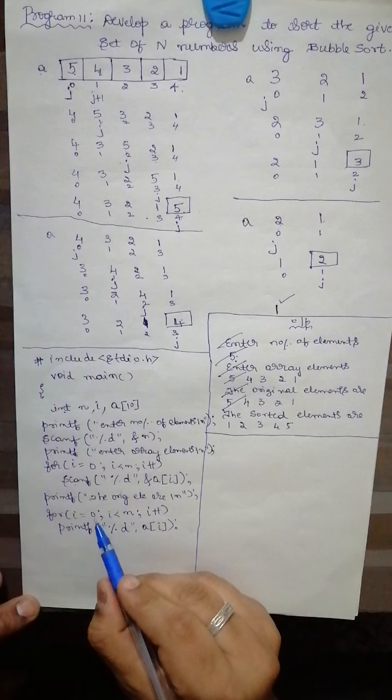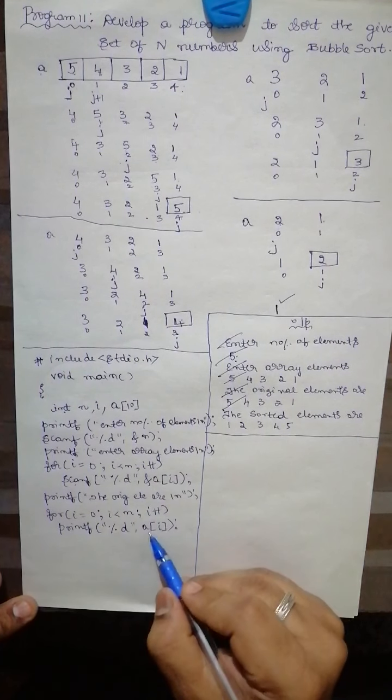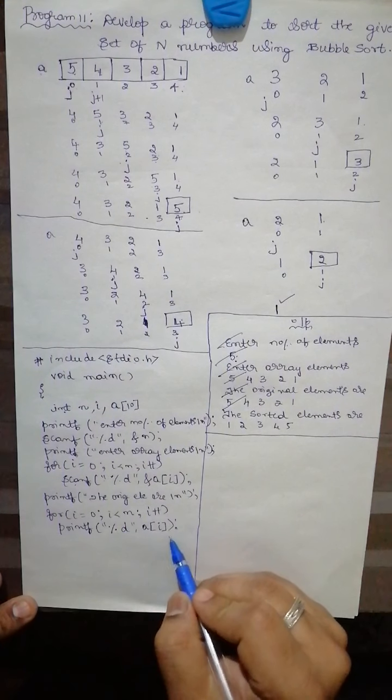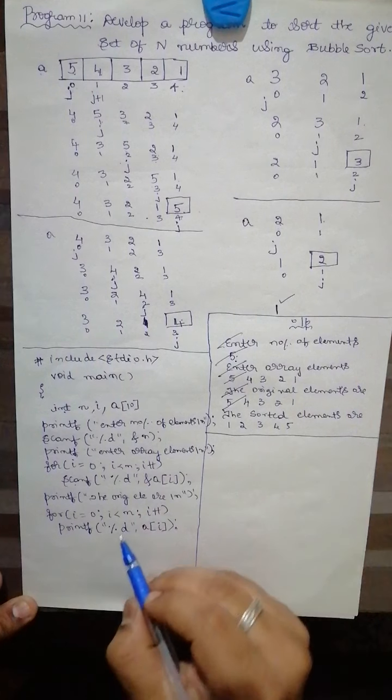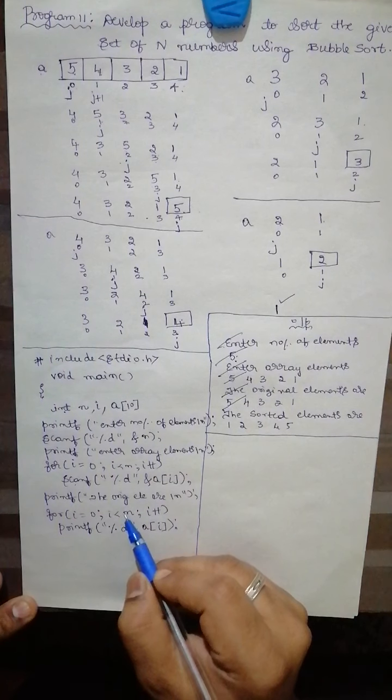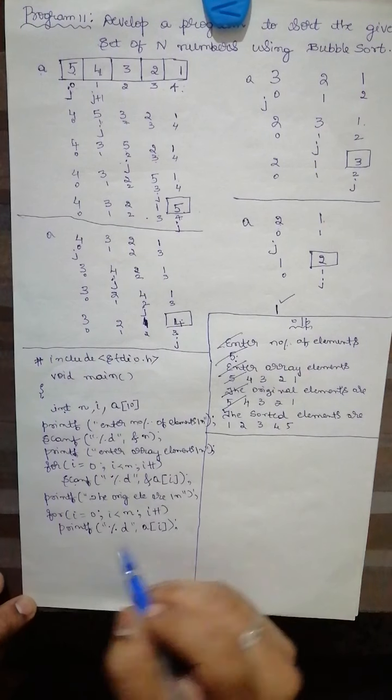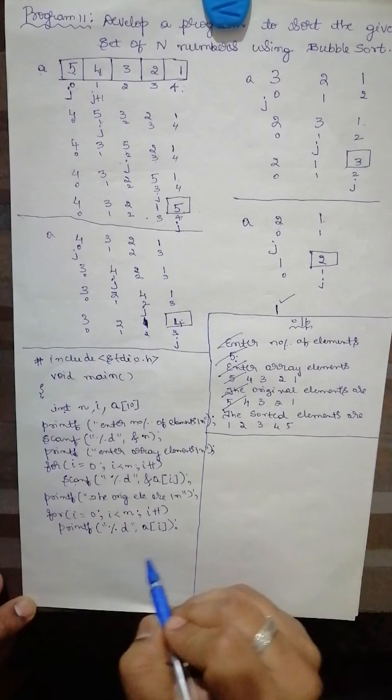So I value is 0 initially. 0 less than 5, yes, come inside, print A of 0. Next time 1, A of 1, A of 2, A of 3, A of 4 and so on. At some point I value becomes 5. Is 5 less than 5? Condition fails. By the time you come out of this for loop, all the elements should be printed.